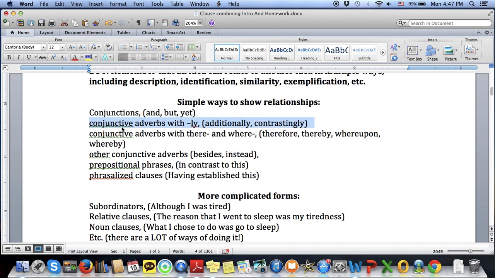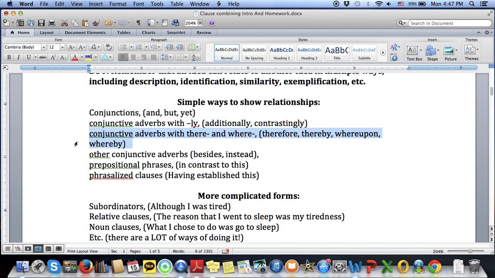We can use conjunctive adverbs with ly. Now, don't get too worried when I say conjunctive adverbs. These are grammar words. They're really tricky. Even if you don't remember, it doesn't matter. You can just say ly words. That would be things like additionally, contrastingly. Those are ly words that link ideas together.